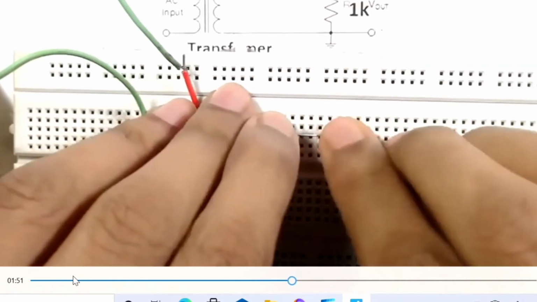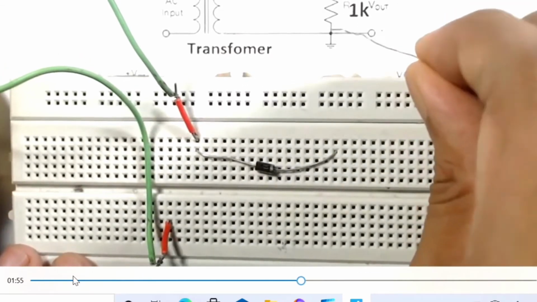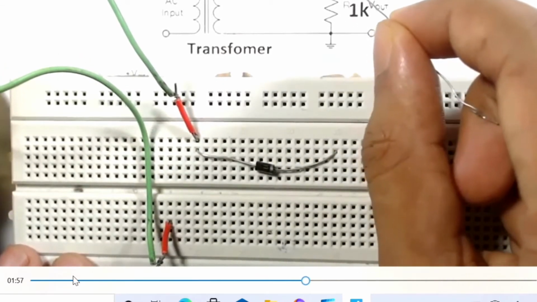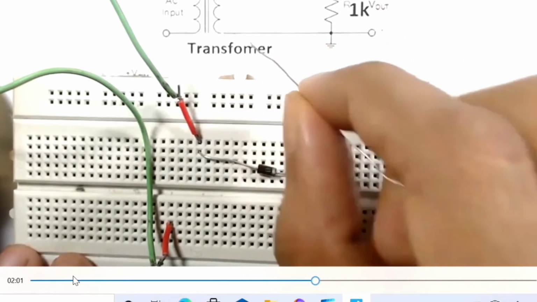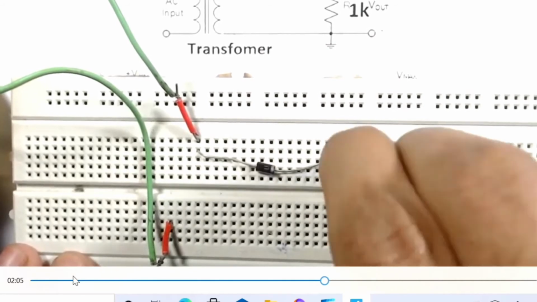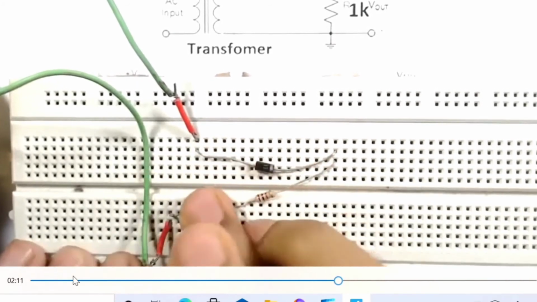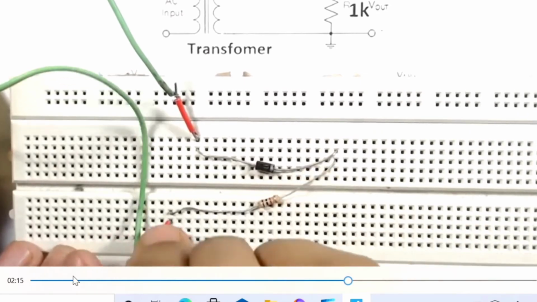At the vertical strip where the cathode is connected, there we need to give a 1 kilo ohm resistor. So the resistor is connected to the cathode on the vertical line. Then the next terminal is connected to the secondary. Like this we have to make connections on a breadboard for a half wave rectifier.